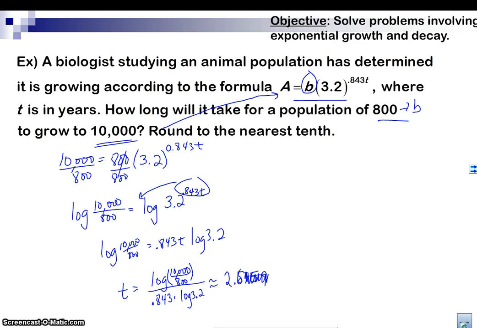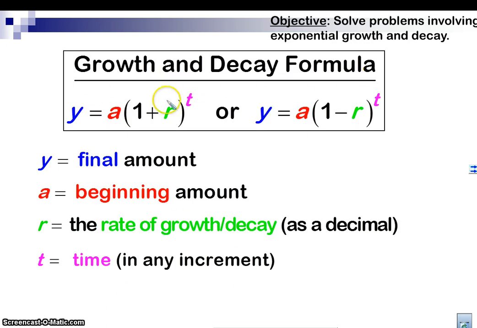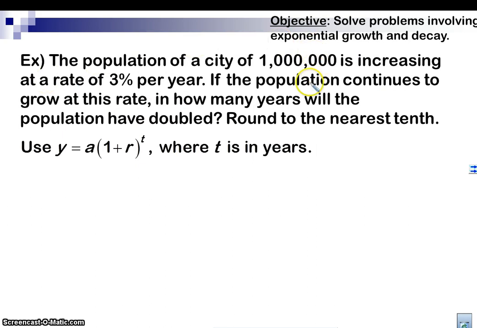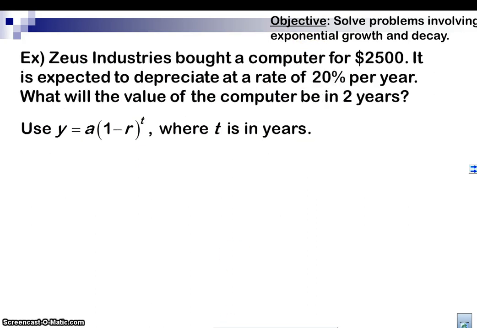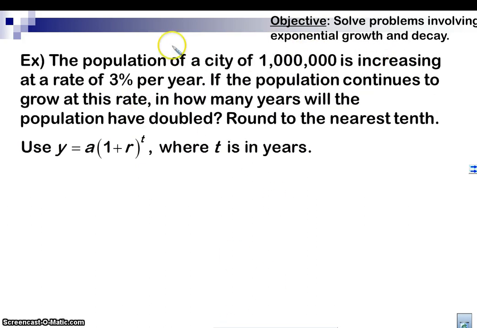All right, let's look at another one. So these are other types of growth and decay formulas, and we use these for banking a lot of the time. So you'll see these as banking formulas. The population of a city has increased at a rate of 3%, so that's r, and we're going to make that 0.03. We've got to put it as a decimal. If the population continues to grow at this rate, how many years will the population take to double?